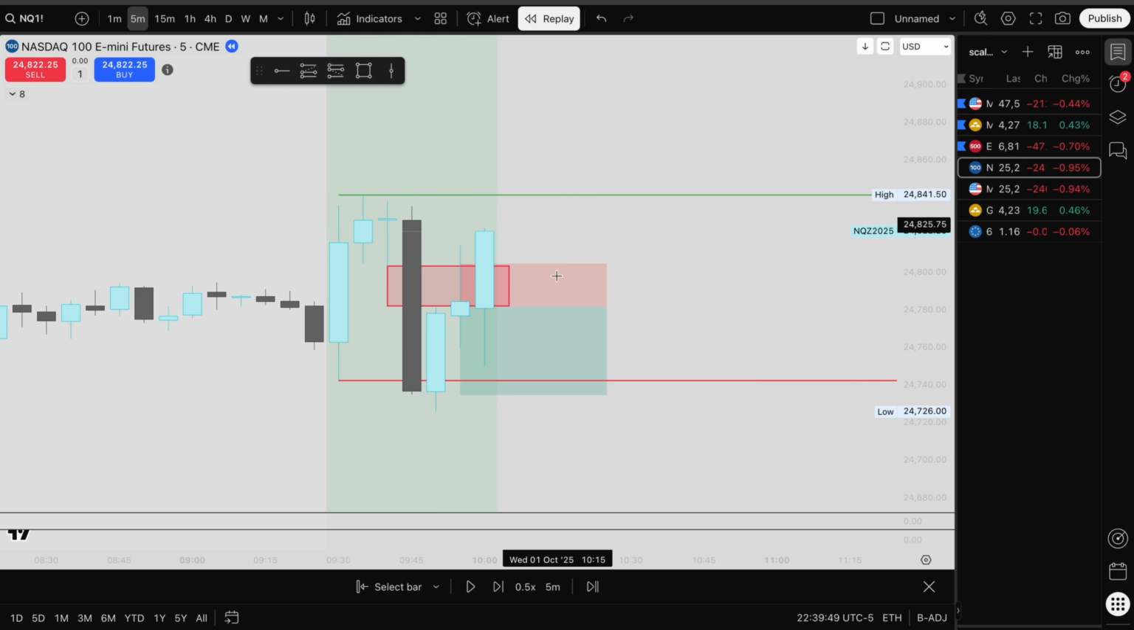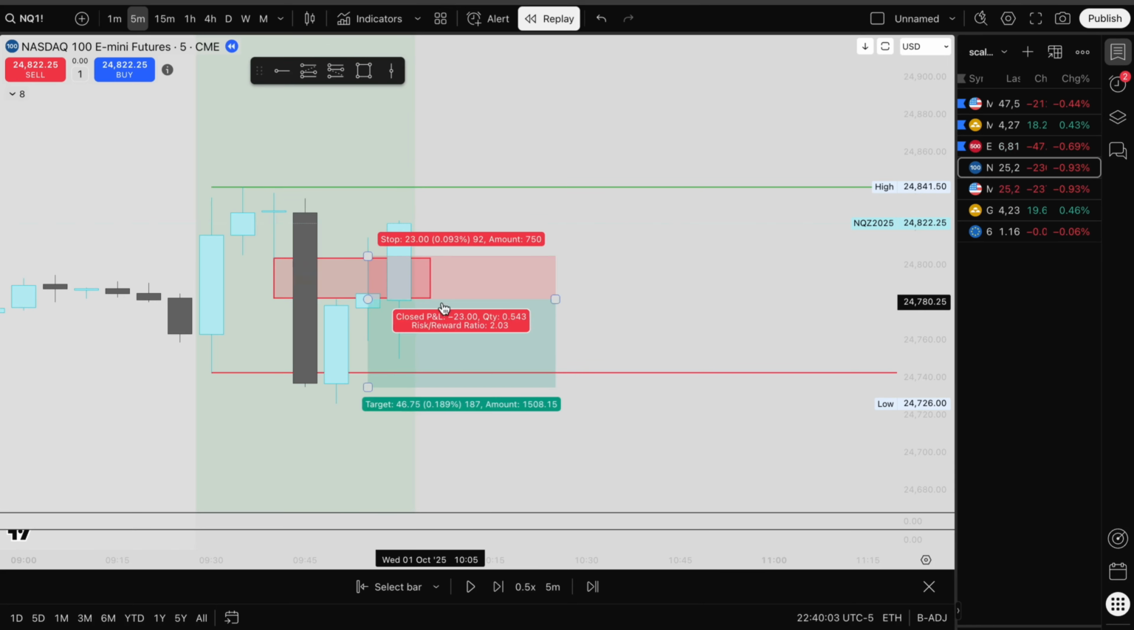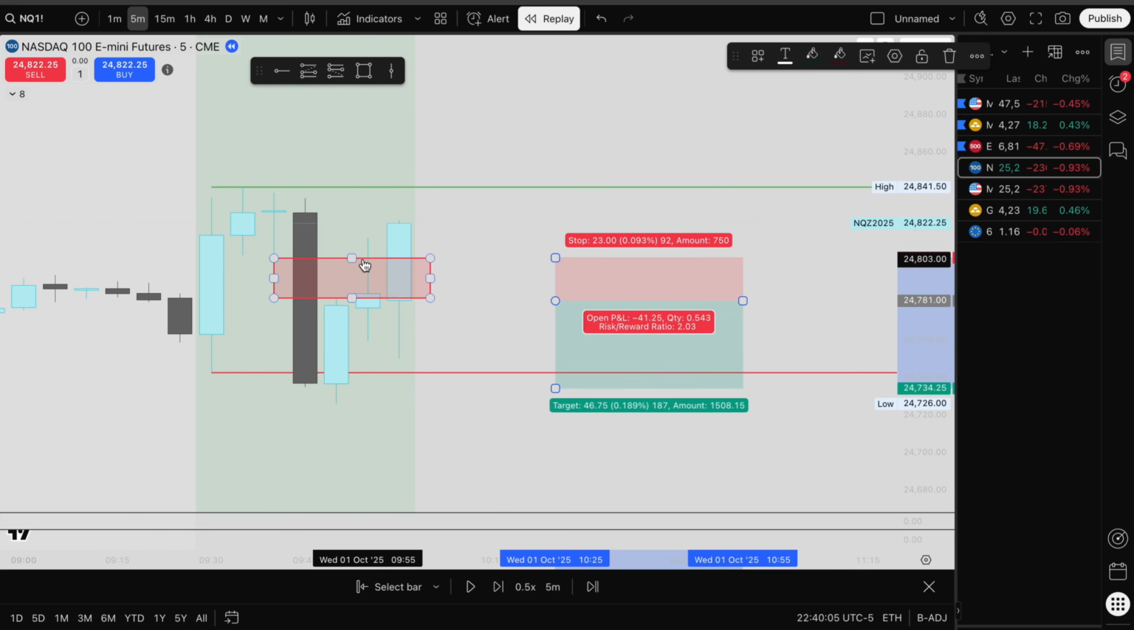Gets respected, so I would have entered here, but instantly gets stopped out. Now, why did this happen? This looks like a perfect trade. We see our 15-minute high and low, we break on the downside, and we have a fair value gap right here. That's respected because the candle didn't fully close out.